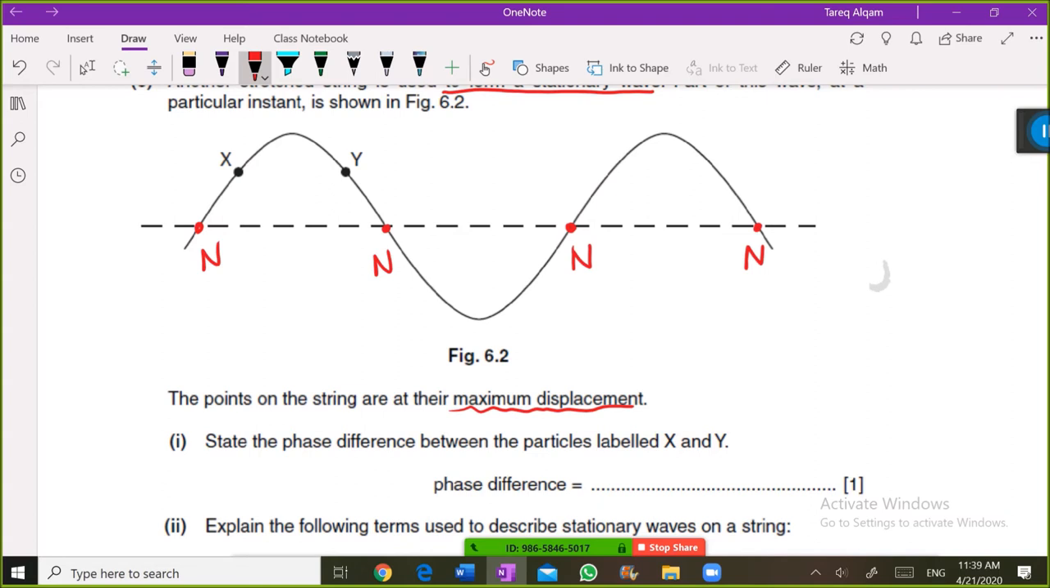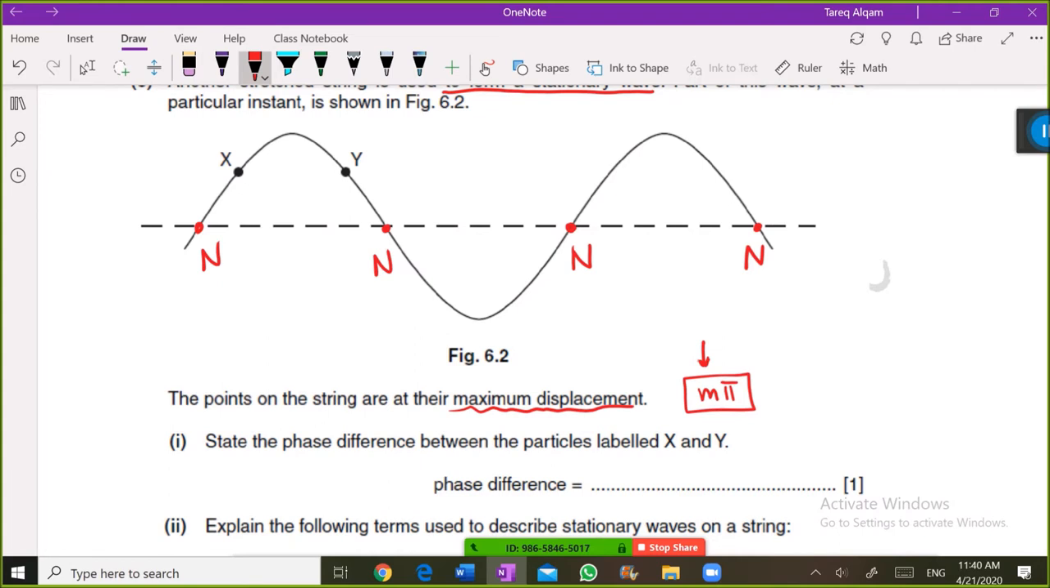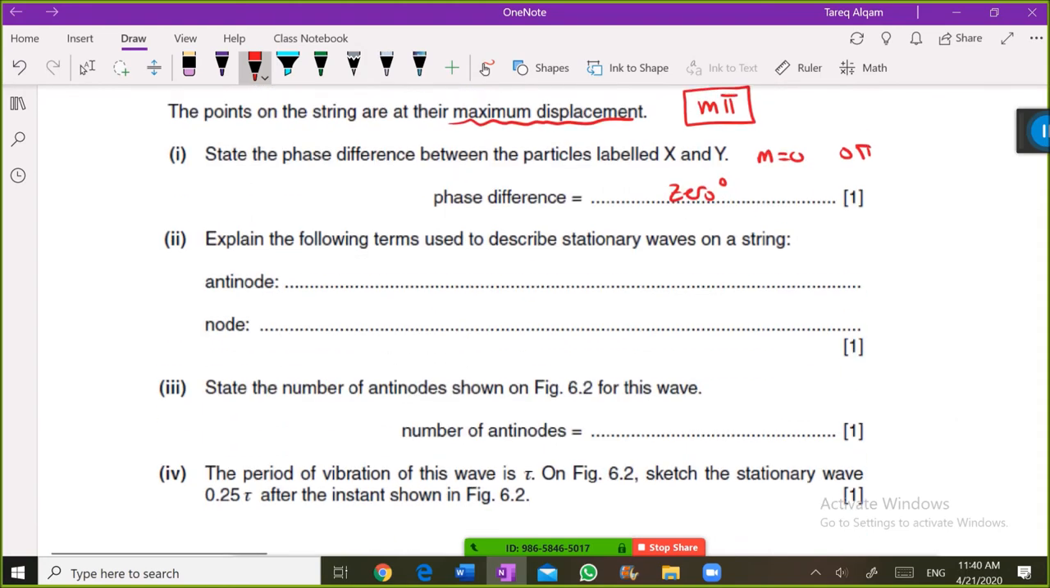Any two points between two successive nodes, the phase difference between them is zero. I use this rule, m pi, to find the phase difference. We said if I want to find the phase difference between any two points along a stationary wave, I have to find how many nodes are between these points. Between X and W, how many nodes? There is no node between these points. Basically, m is 0. So it becomes 0 pi, basically 0 degrees.